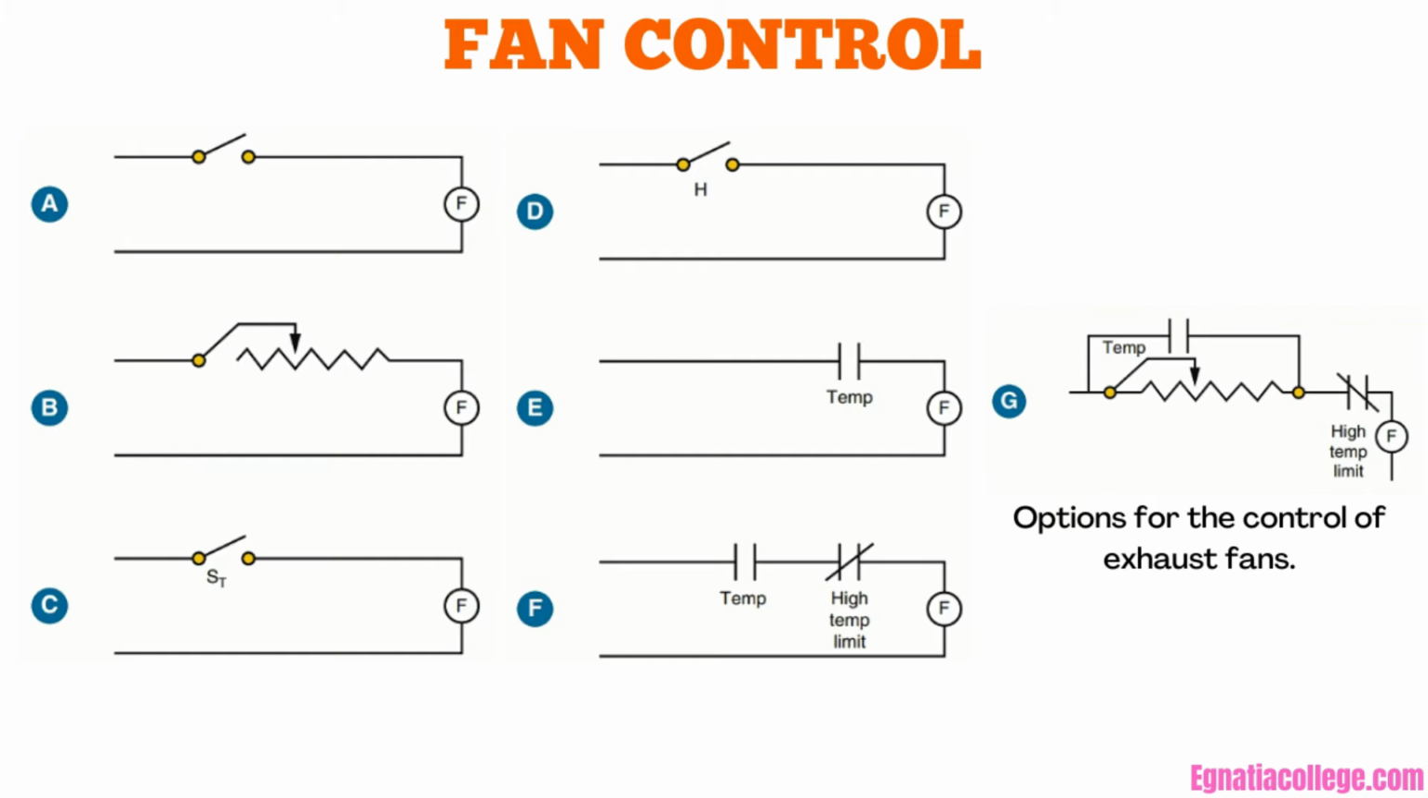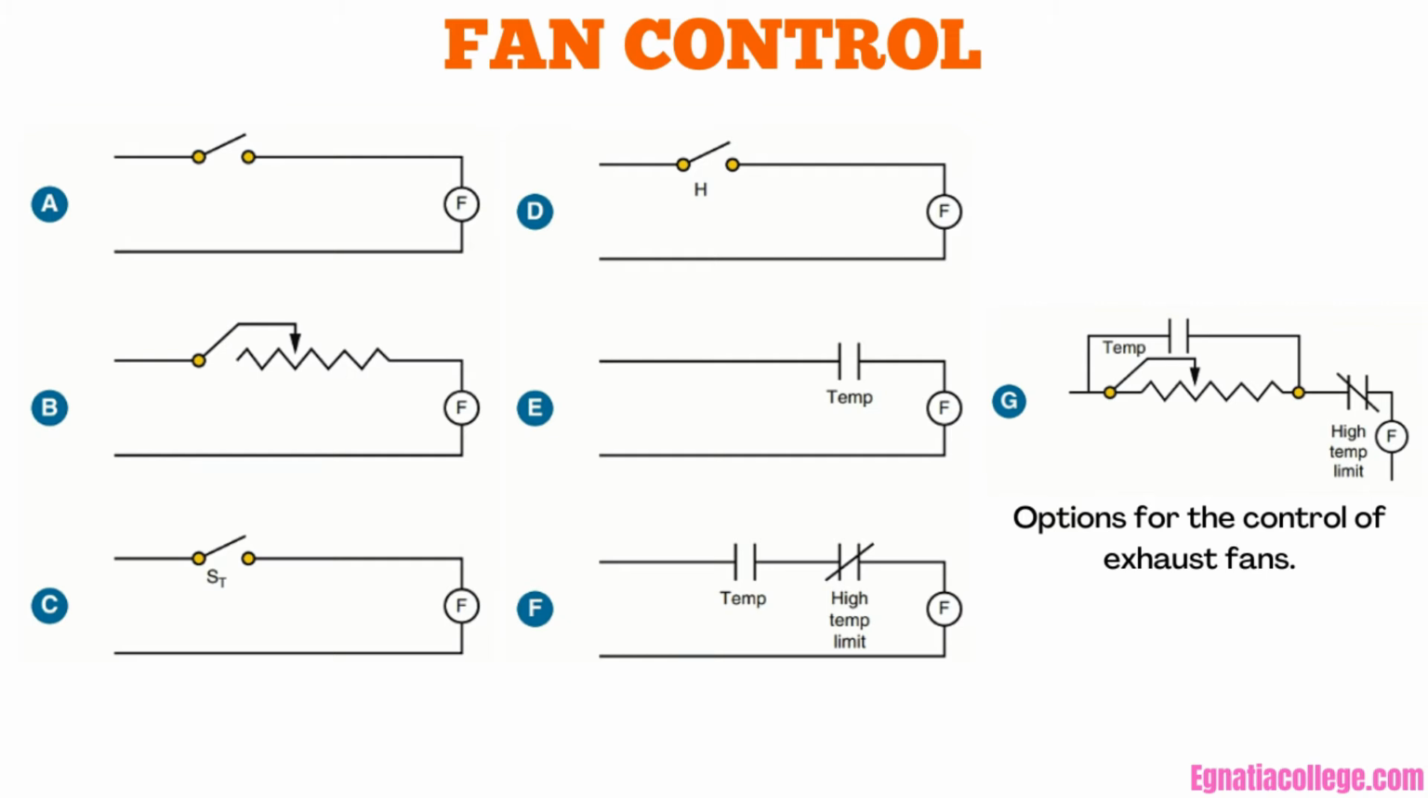F. A high-temperature automatic heat sensor that will shut off the fan motor when the temperature reaches 93 degrees Celsius. This is a safety feature so that the fan will not spread a fire. Connect in series with other control switches. G. A combination of controls.